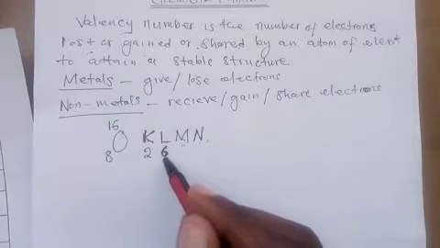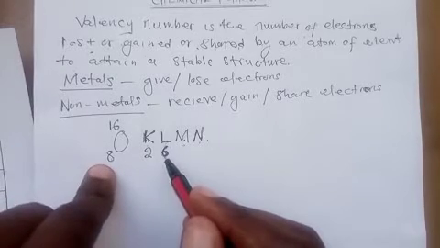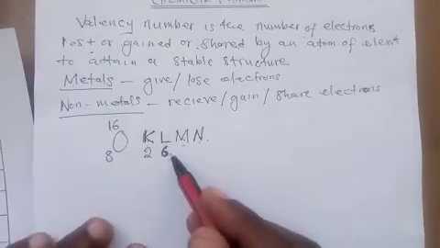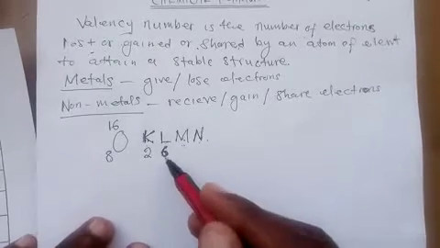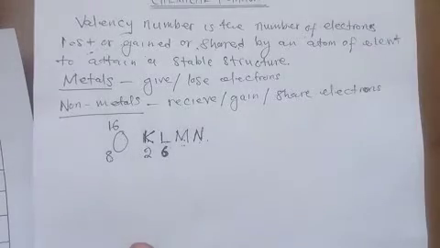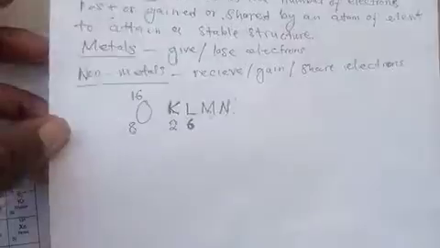Okay, so meaning that the valence number for oxygen is 2. Meaning that it needs 2 for it to be 8. Okay, it needs 2 for it to be a full shell. It needs 8 electrons for it to be a full shell.